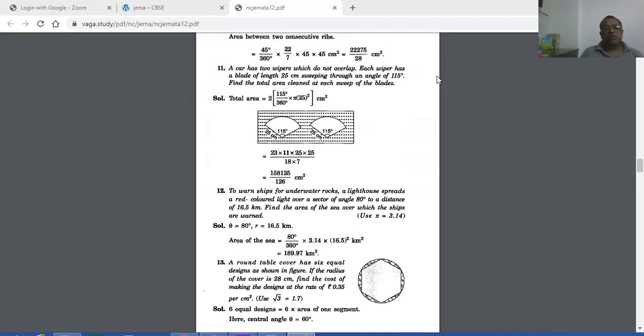Then we have question 12. That's a very important question. Two worn ships from underwater rocks. A lighthouse spreads a red colored light at an angle of 80 degrees.